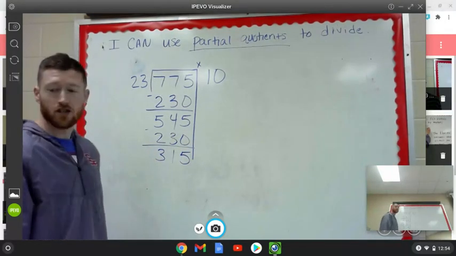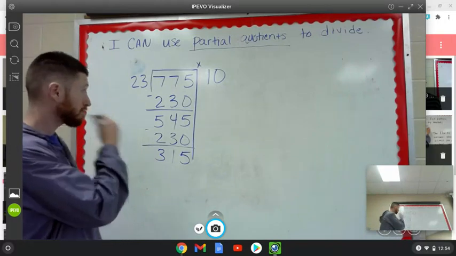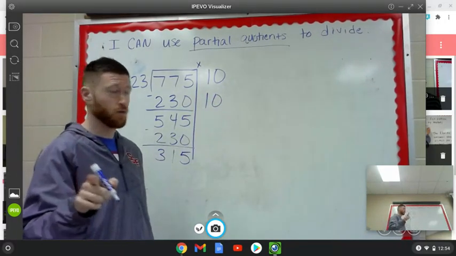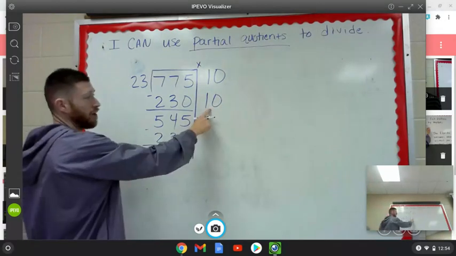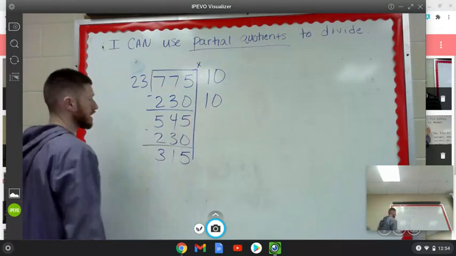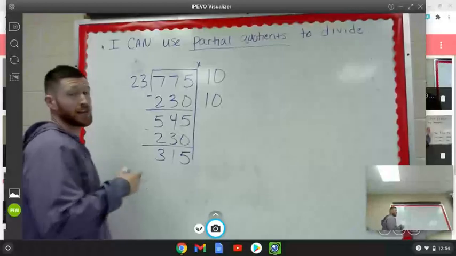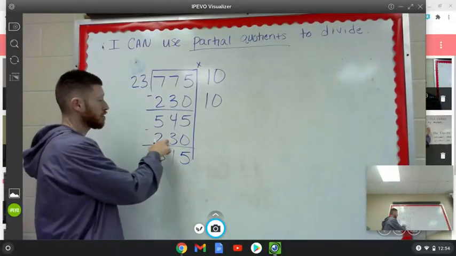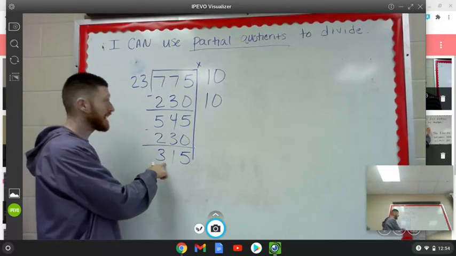We've taken 2 pretty large chunks out of 775. And I did not write that 10 down over here. That's a big mistake. I always forget to do that, so make sure you remember to write down what you're multiplying by 23 and taking out, okay? So you can ask yourself the same thing again. Can I do this again? 230 is still less than 315, and it is.